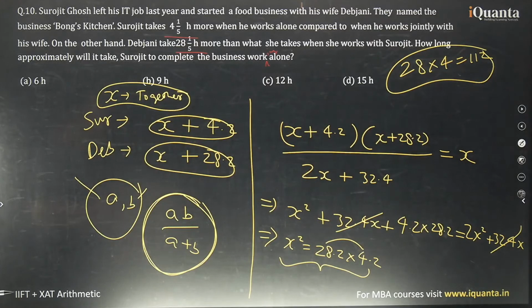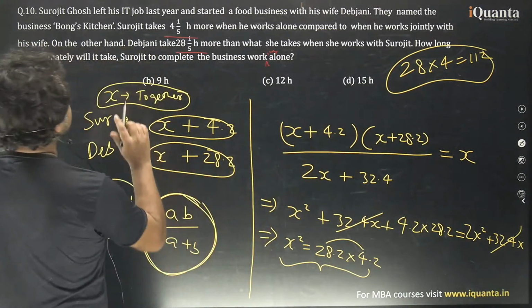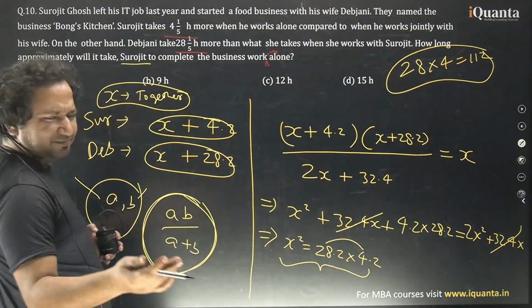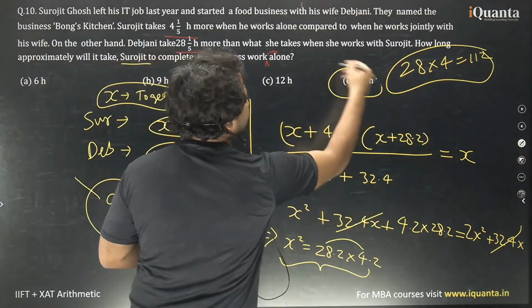Is that right? 10 point something, very close to 11. Now we need to find out the value for Surojit. This is equal to x plus 4.2. Now 11, 10 point something, very close to 11 plus 4 is very close to 15. 15 hours is the answer.